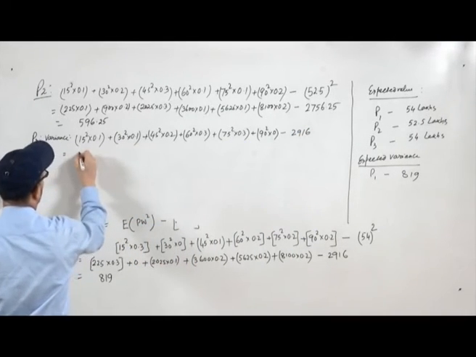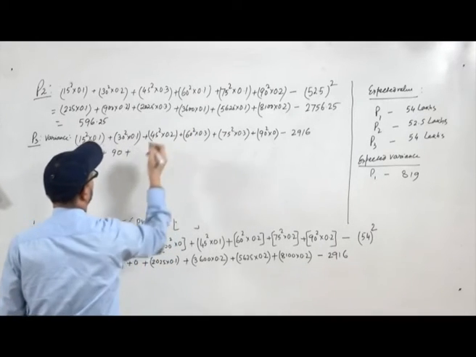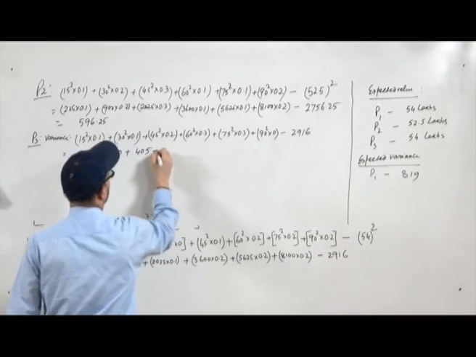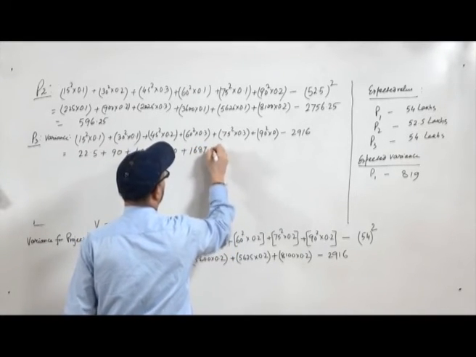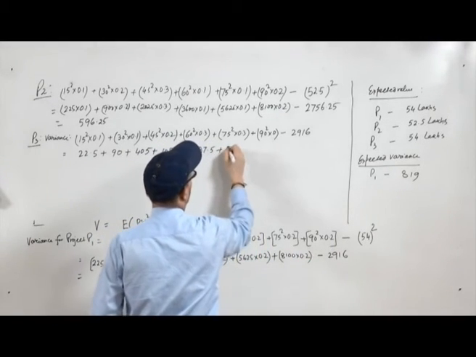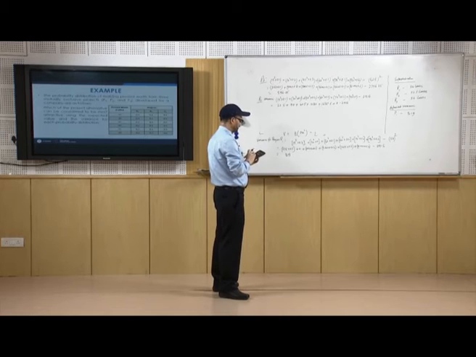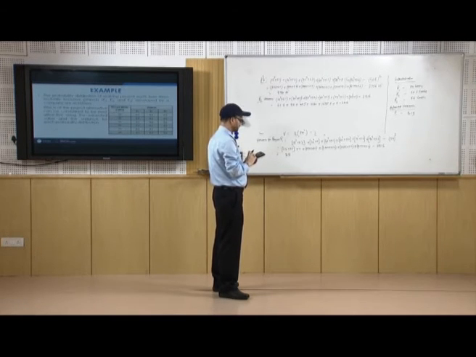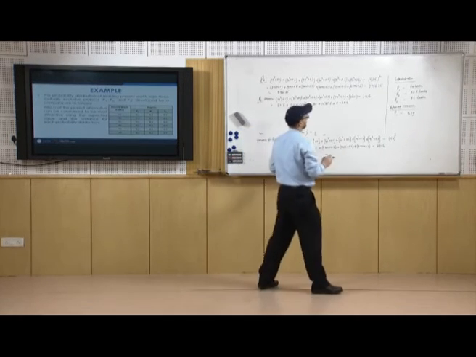So, we have 22.5 plus 90 plus 405 plus 1080 plus 1687.5 plus 0 minus 2916. We can get this value. It will be 22.5 plus 90 plus 405 plus 1080 plus 1687.5 minus 2916. It is coming out to be 369.